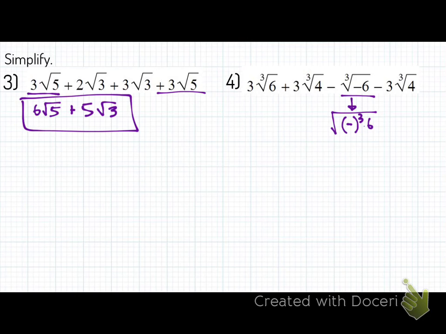What's negative times negative times negative? That's going to be positive. Negative. Good. Thank you. That's okay. I like your zeal. Okay, so it's negative, right, to the third power.